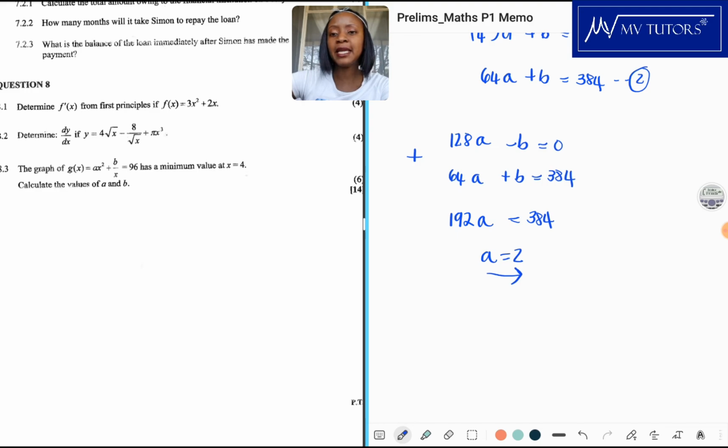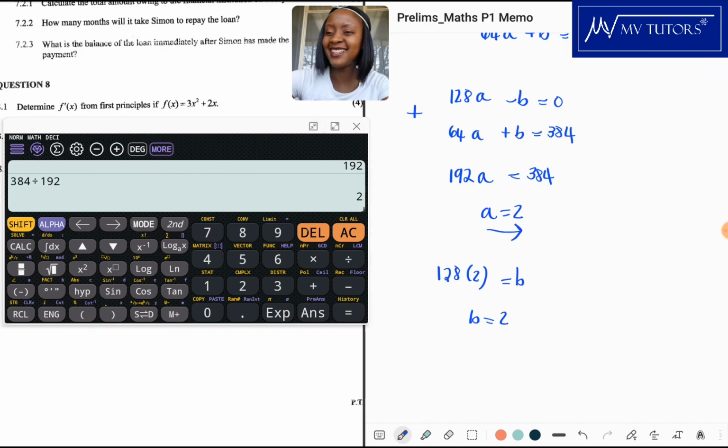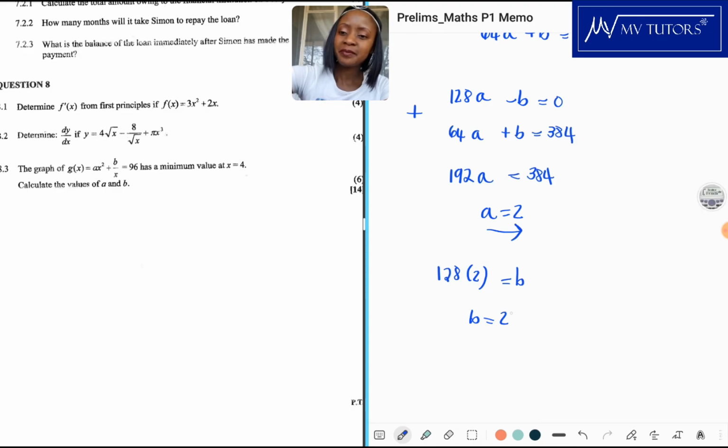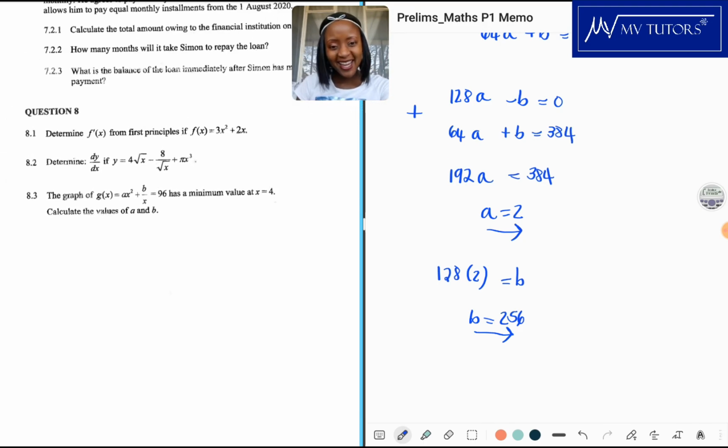And then b, I can just say 128 times 2 is equal to b. So b is equal to 2. Let me just calculate. Because I saw the 8 and I'm like, nope, let me not do that. So 256. Okay. And that is it for question 8.